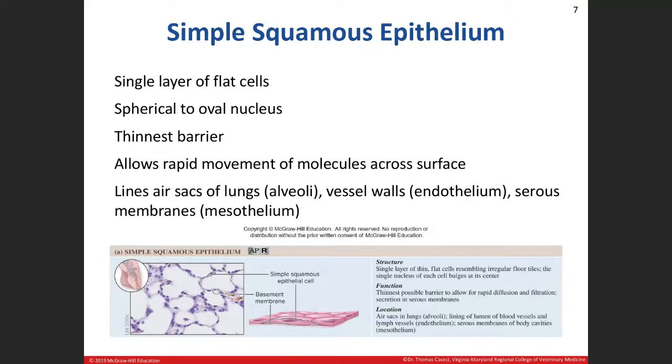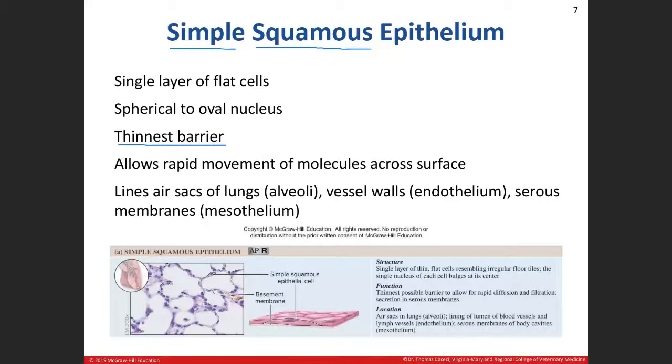Okay, so look. Simple, how many cell layers is it? One. Squamous, what's the shape of the cell? Fried egg, flattened. Okay, good. So this simple squamous epithelium is great because, remember, what did we say about simple epithelium? What are some of the functions for simple epithelium? Filtration, absorption, and secretion.